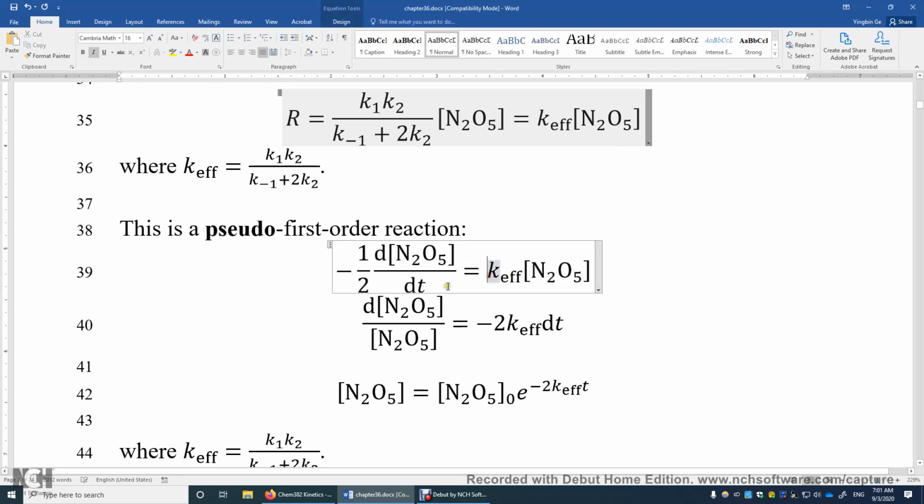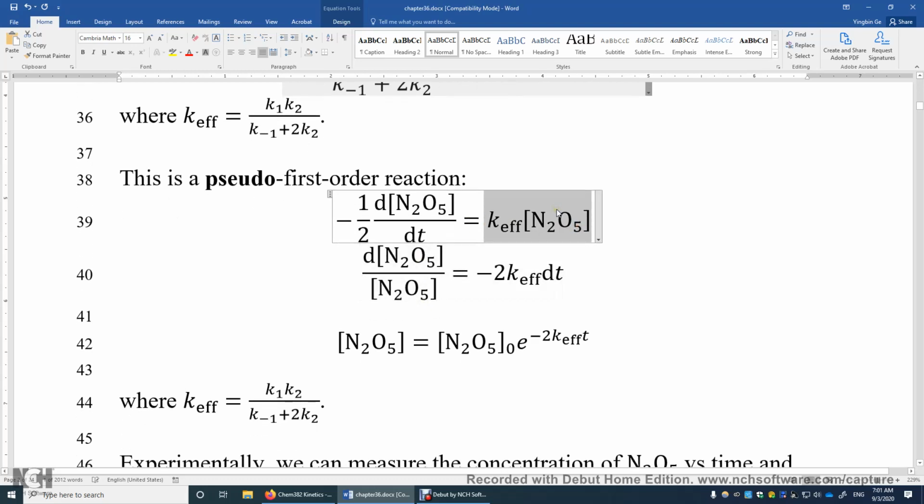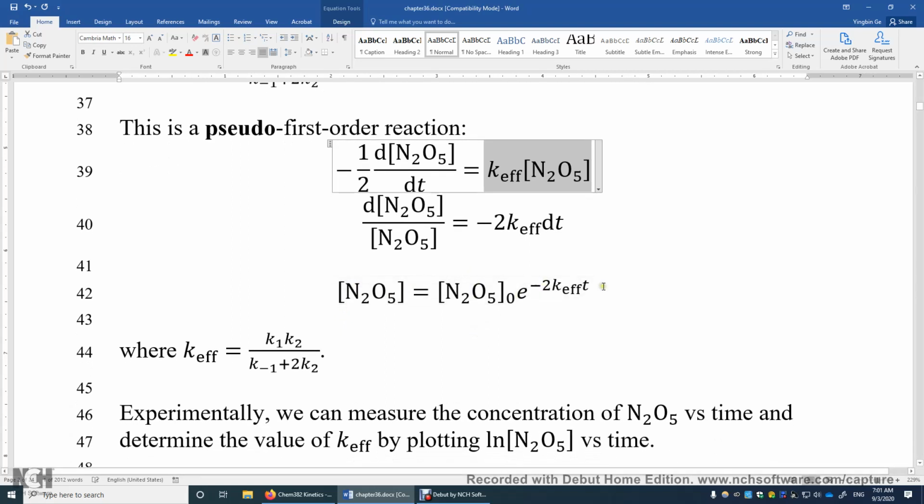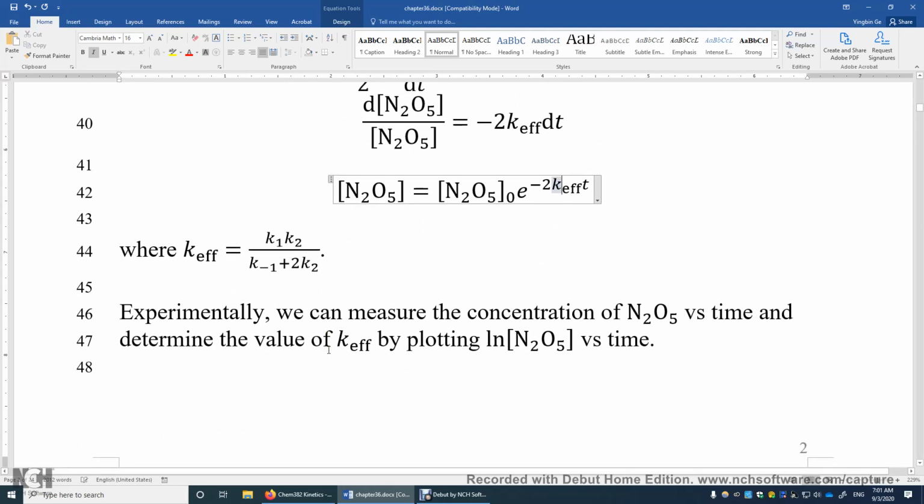And then we can actually get the expression for N2O5. We set this up. This is the reaction rate, and this is the reaction rate. And then we separate the variables. We have 2 variables, N2O5 and time. We separate them. We integrate both sides. We see this N2O5 changes with time. This is exponential decay. And experimentally, we can also measure how the concentration of N2O5 changes with time.